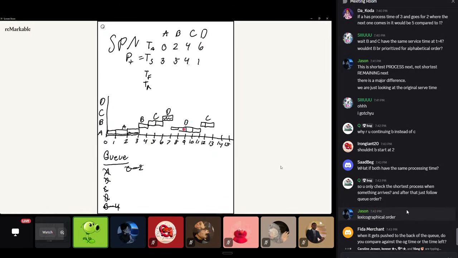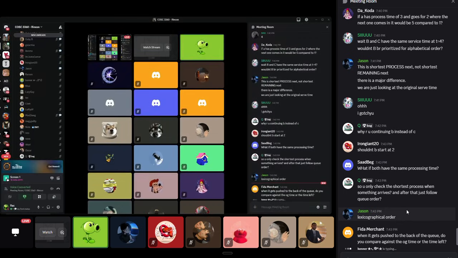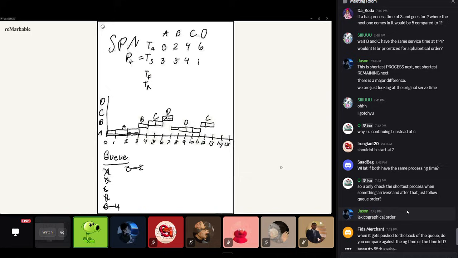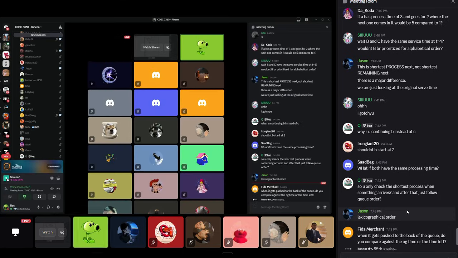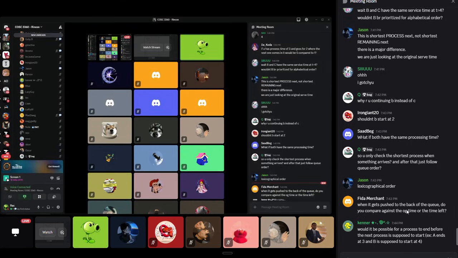So you noticed I didn't care about the arrival time anymore, because once we've executed all the main A, B, C, and D, then we're just following the queue. When it gets pushed back to the queue, do you compare against the other? Nope, you don't compare anything. Once it's pushed back, that's it. Next time you reach it, you don't have to worry about anything else.